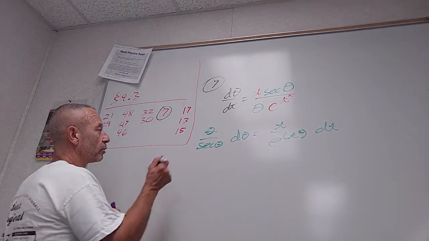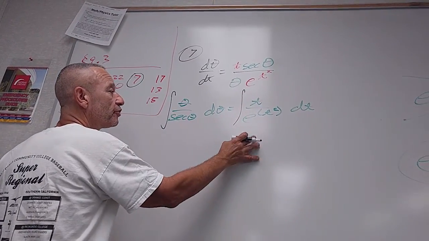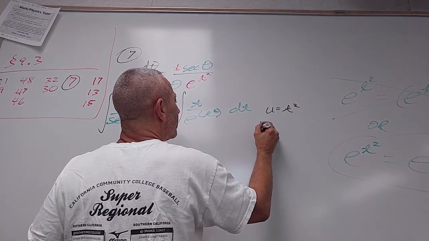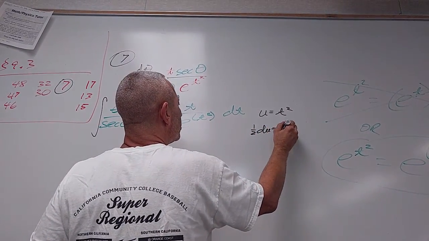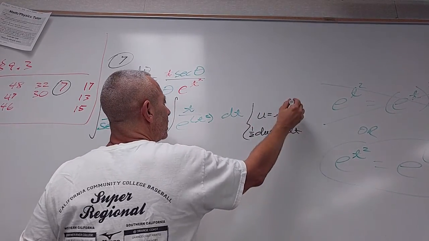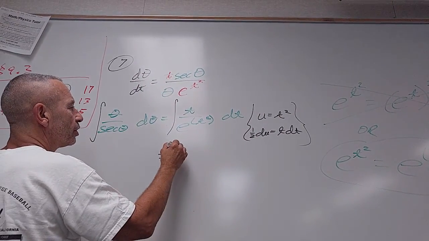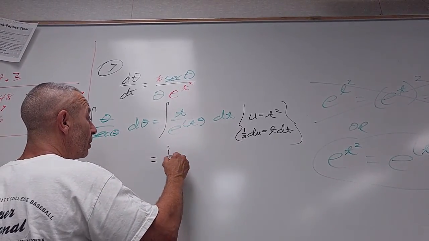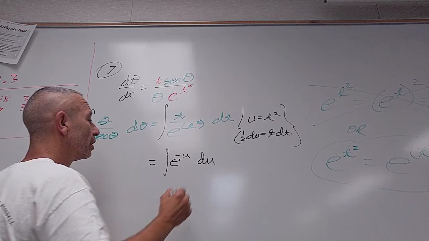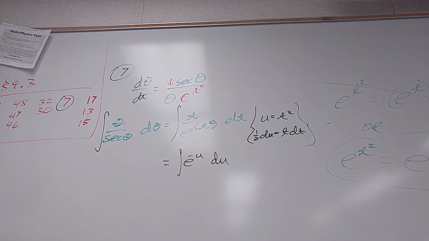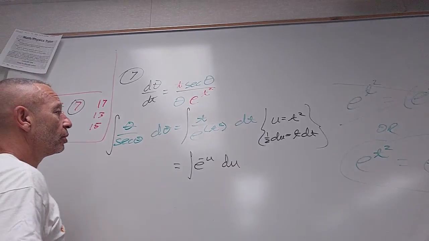Okay, so integral. Well, this one's easy. We'll let u equal t squared, then 1/2 du is equal to t dt. So the integral on the right, no problem. That's going to be 1/2 the integral of e to the minus u du.